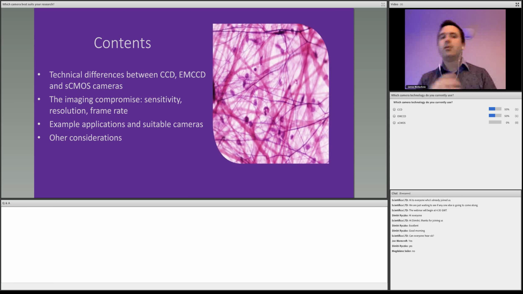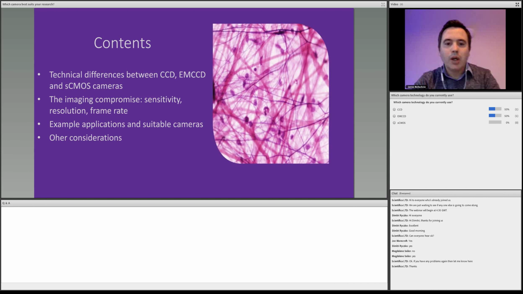Once we've looked at the technical side of it, we'll look at what it is you're actually looking to measure and how we can deal with that. We'll go through some example applications and some of the cameras, and then some of the other considerations. So we'll start with some of the technical differences between the camera technologies that are available.